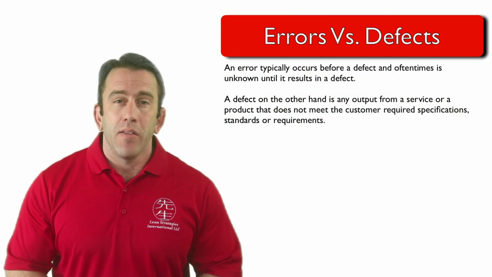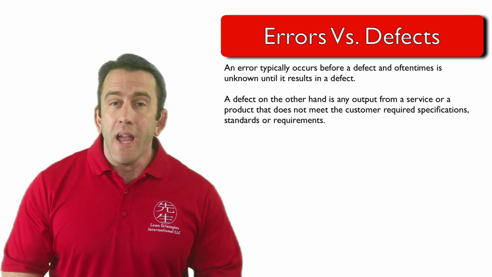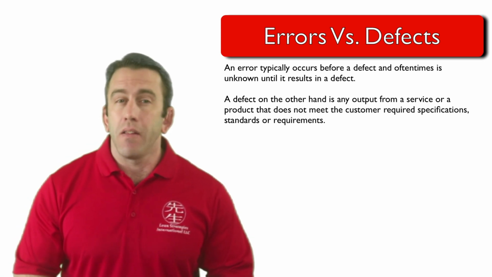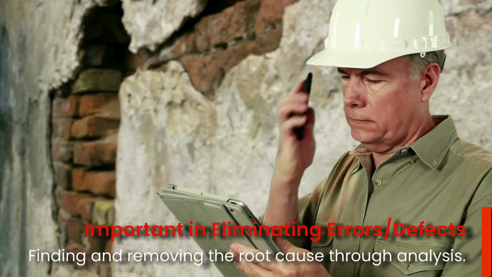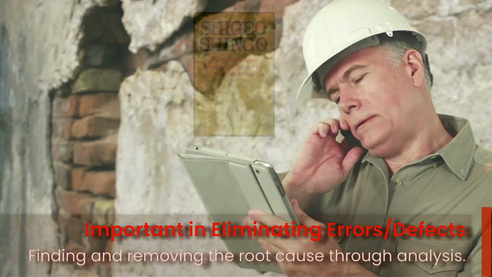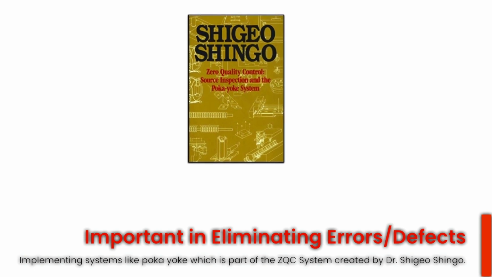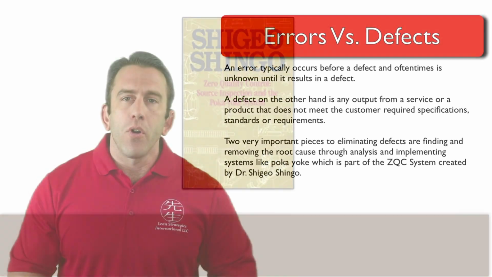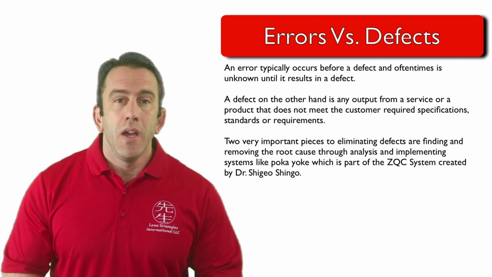Daily huddles, Kaizen, and even improvement meetings should be focused on discussing ways to eliminate waste and remove errors and defects in daily operations. 2 very important pieces to eliminate defects are finding and removing root cause through analysis and implementing systems like poka-yoke, which is part of the ZQC system created by Dr. Shigeo Shingo.